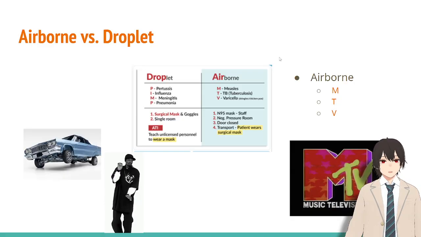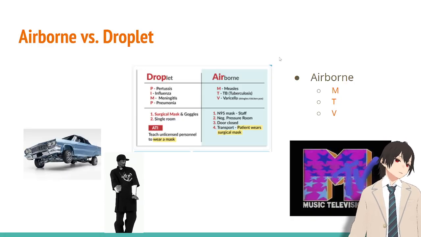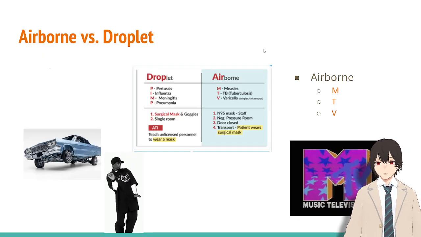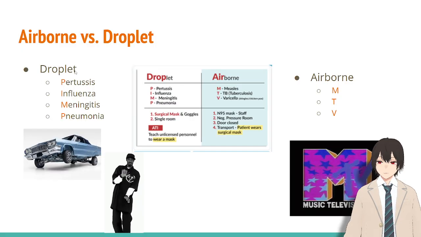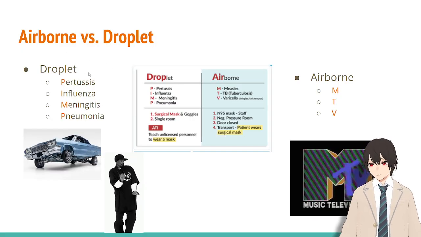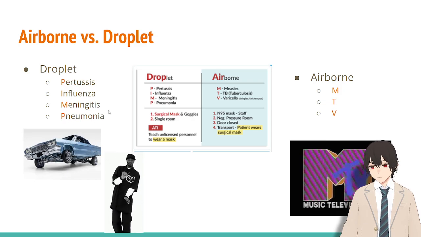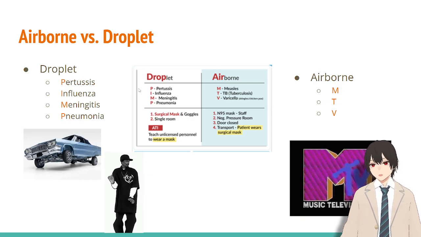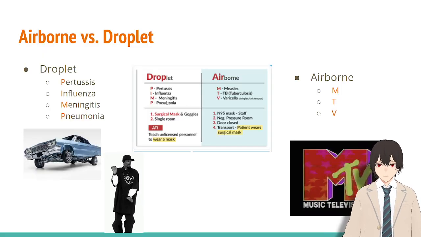Okay, like I said before, this set of slides was made by a previous TA, but I made this addition to help clarify airborne versus droplet. So droplet, I like to think of the mnemonic PIMP, because I think of Snoop Dogg songs, Drop It Like It's Hot. I'm really aging myself here, but when you think of PIMP, you want to think of pertussis, influenza, meningitis, and pneumonia, okay? And droplets are bigger molecules than airborne, so that's why a surgical mask is good enough for droplet precautions, okay?